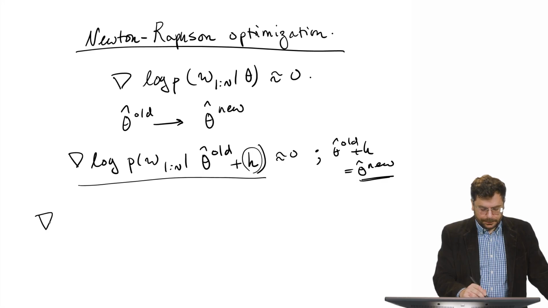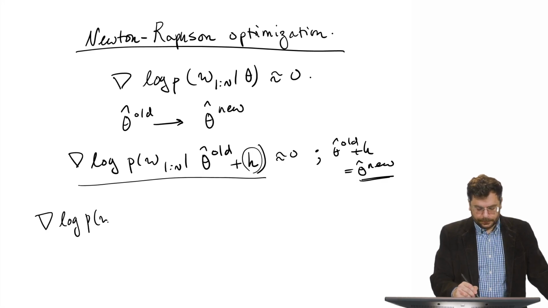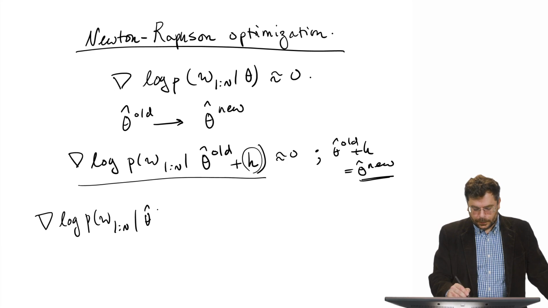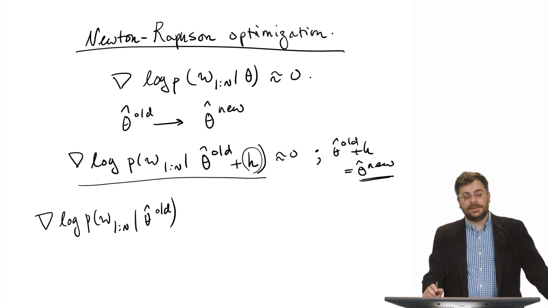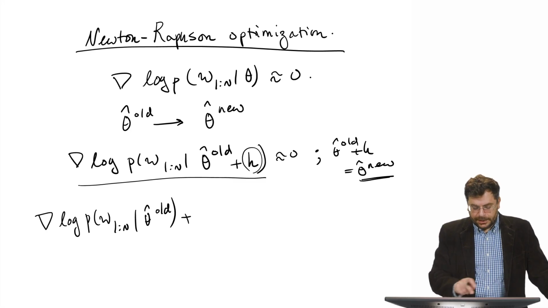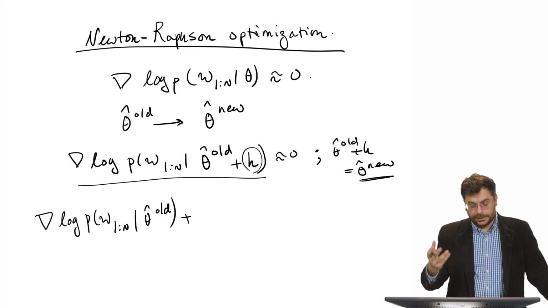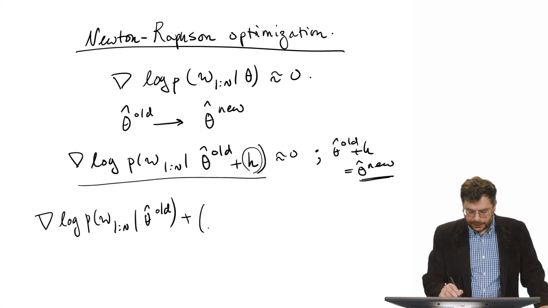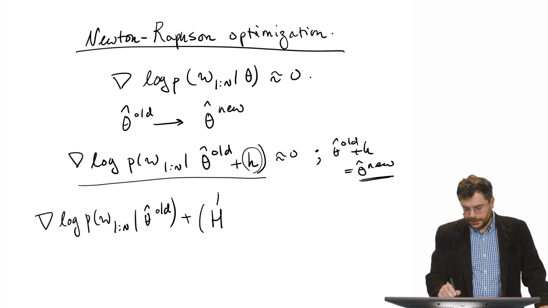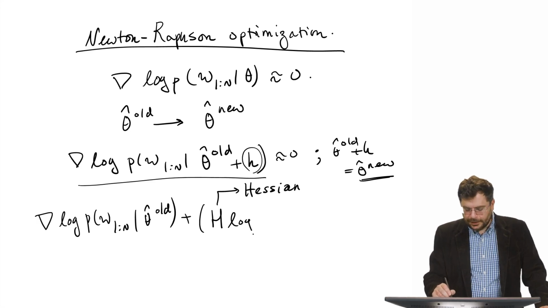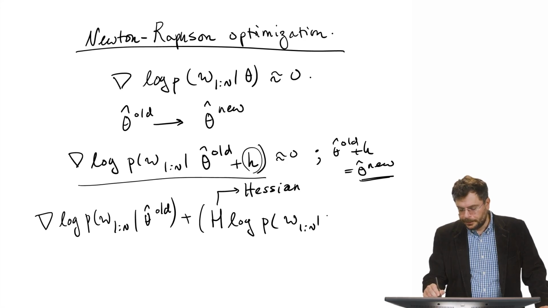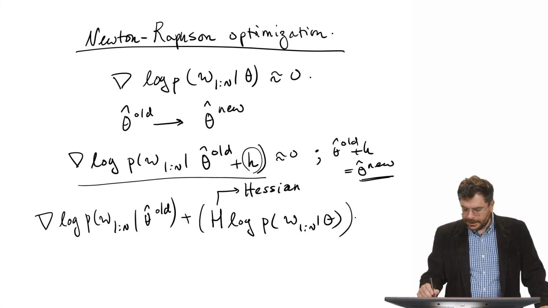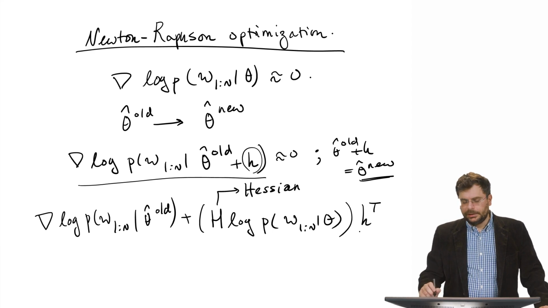The first term will be the constant term, where h is 0. The second term, or the first Taylor term, is the derivative of the derivative. So in fact, it's a second derivative. So let's go ahead and write it down. I'll define some matrix called a Hessian in just 1 second, but it's going to be a matrix of second derivatives. So I'm going to have H log p of w_1 to n conditioned on theta. And then finally my h transpose.